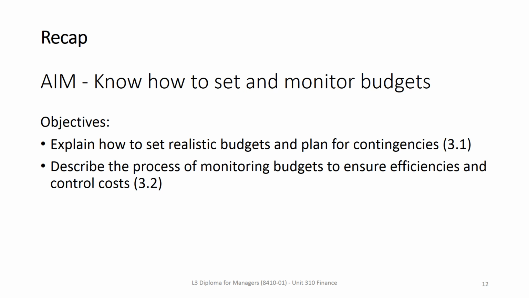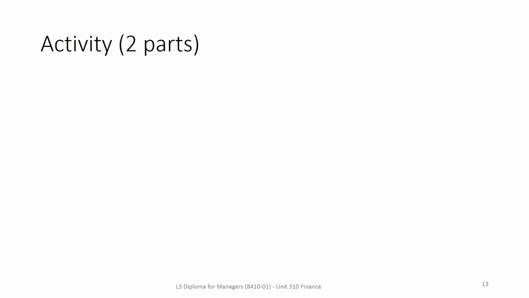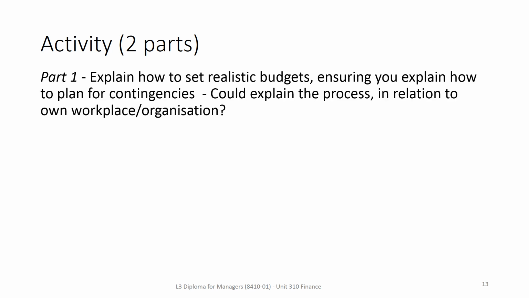So let's have a look at the activity. The activity is in two parts. A reminder again that the activities for this unit are part of your assessment of your knowledge for this, so your assessor will be using that, so remember that when you're doing them. And the first part asks you to explain how to set realistic budgets, ensuring you explain how to plan for contingencies. So you could explain the process in relation to your own workplace and organisation.